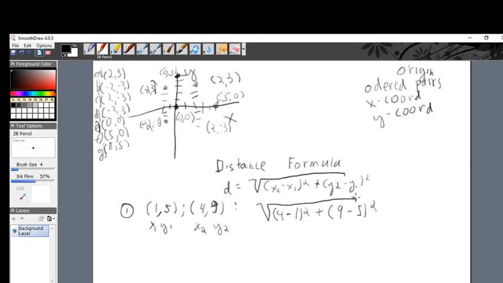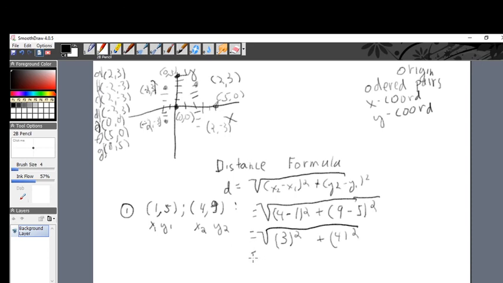And then we keep going. We simplify this, and we'll have our answer. Okay, the distance is the square root. So there's an equals here. 4 minus 1 is 3. I don't need the parentheses anymore. 3 squared. 9 minus 5 is 4 squared. I'll put the parentheses, but I don't really need them because it's not a negative number. 4 squared.